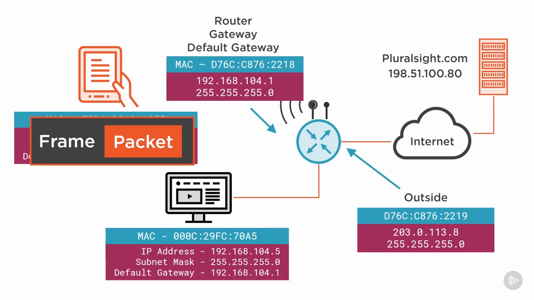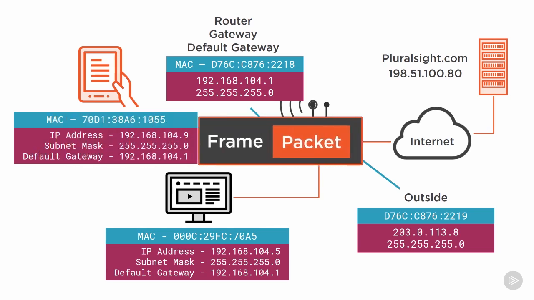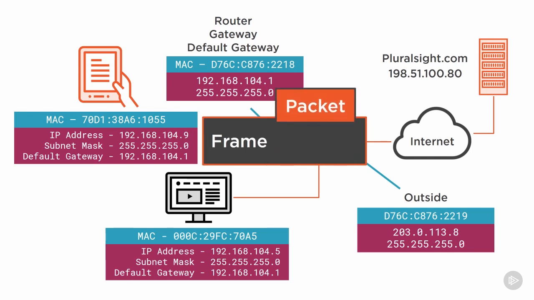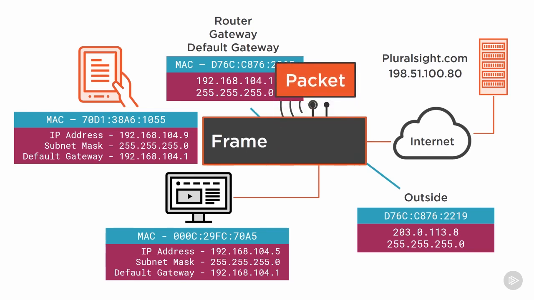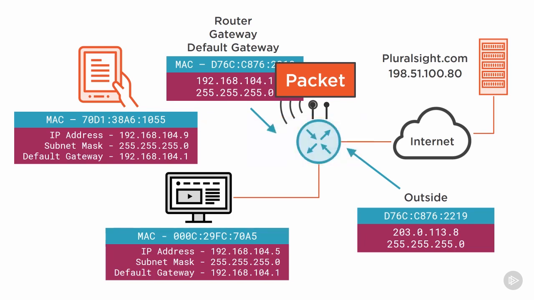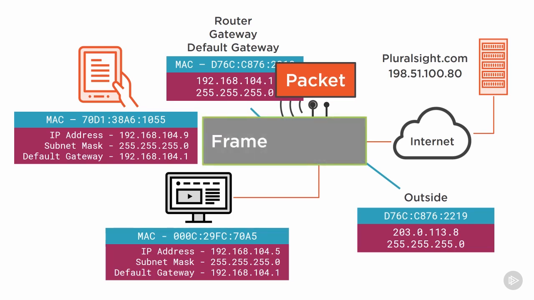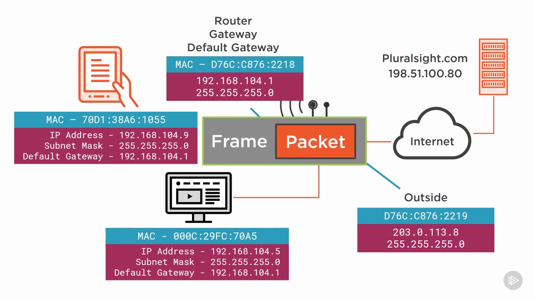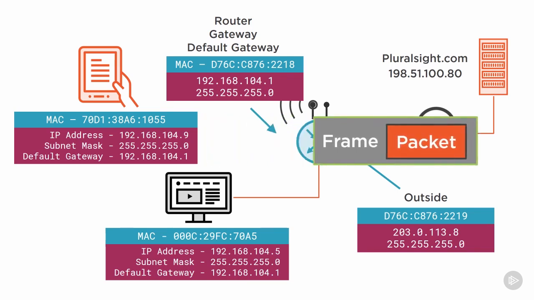So if my packet is destined for Pluralsight.com out there, what I'm going to do is tell my tablet there to create a frame, and the frame is going to be sent to my default gateway or the router. When the router gets it, it's going to yank the packet out of the frame. It's going to throw the frame away from the inside network. It's going to build a new frame for the outside network. It's going to put our original packet back into it and then send that frame out onto the public internet.